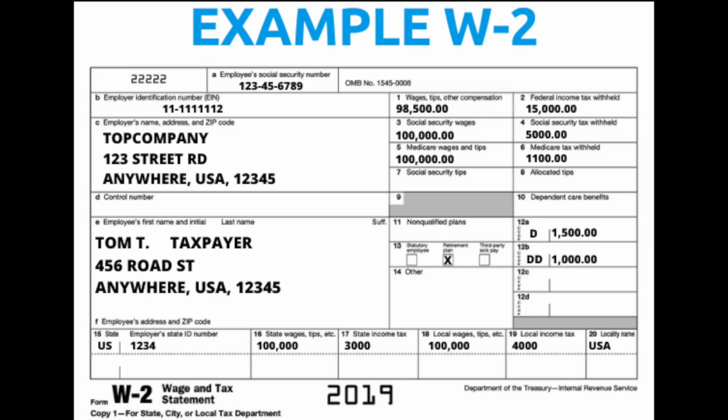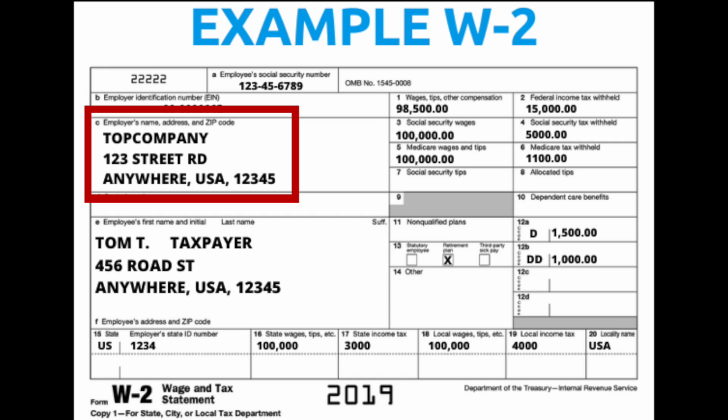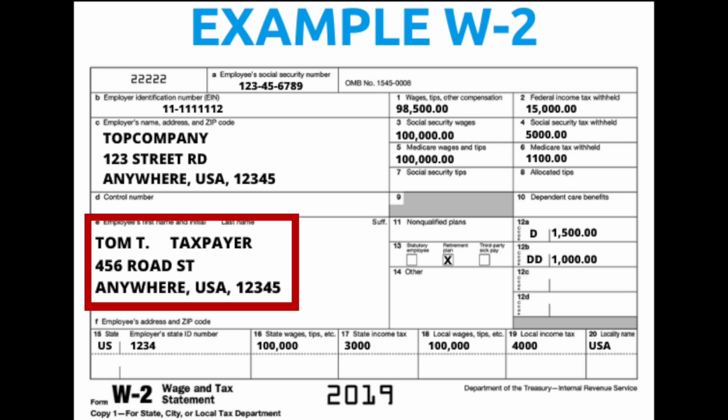So next, I'm gonna show you an example of what a W-2 form looks like and some of the important parts of it that you should definitely know about. Okay, so this is an example of what a W-2 form looks like. Up top here in box A, you'll find your social security number, and then right below that here in box C, you'll have the company that you work for, the address, and below that you'll have your address.